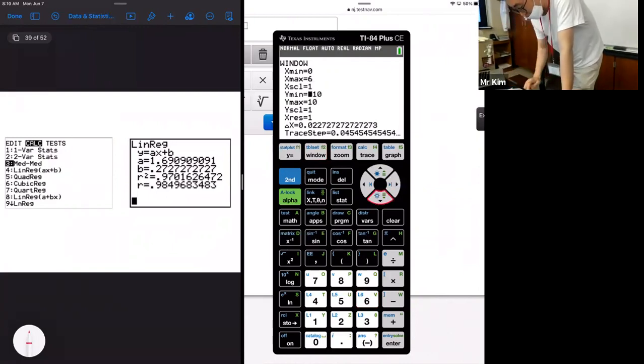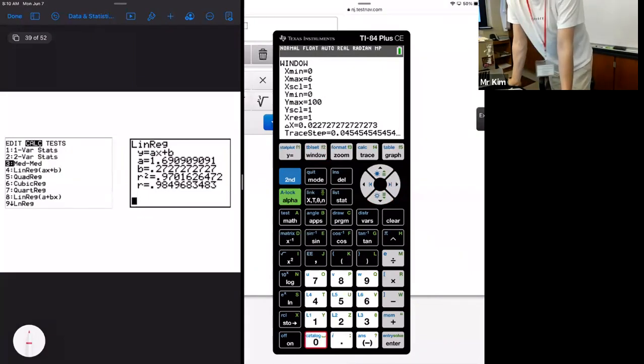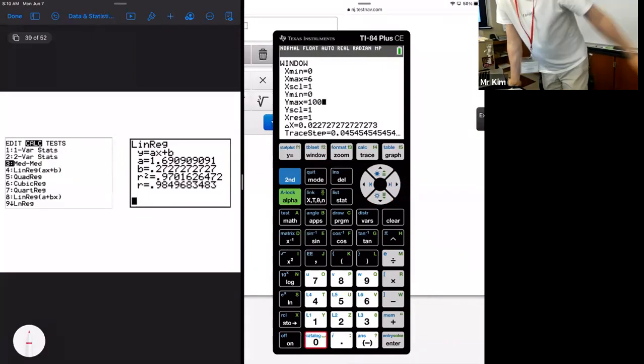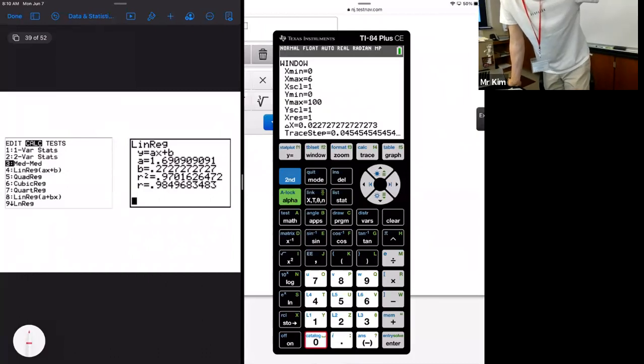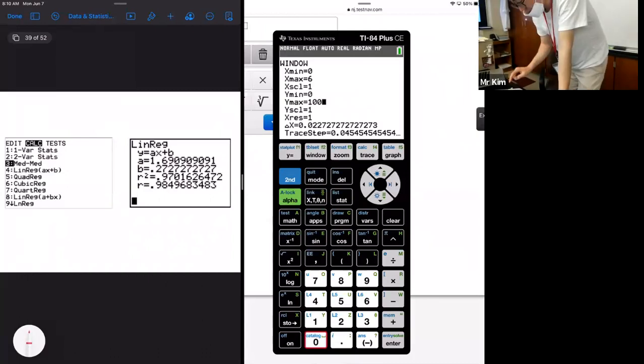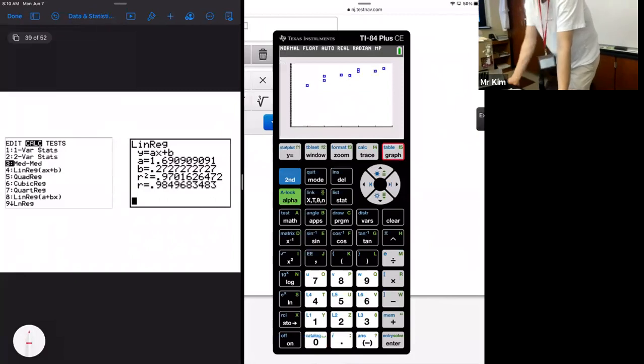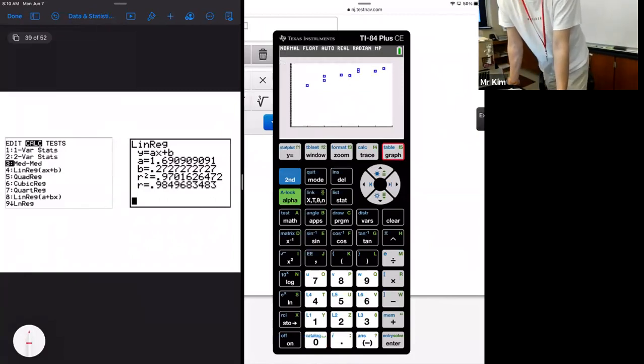Ymin, let's also turn that into a 0 because there are no negative numbers for the test scores. And Ymax out of 100 full points, okay? That's a test score. So this is an appropriate scale setting for this particular test. And now please press graph, and you get these scatter plots right here. Those are the data and statistics that we get.